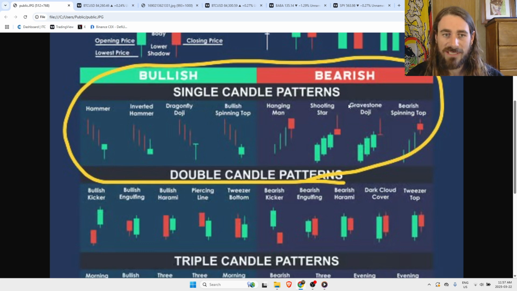You've got the gravestone doji, so the alternative to the dragonfly doji, just inverted here. Very small body at the bottom of here with a large wick, showing that the sellers kind of lost control there. And then we see the bearish spinning top. So the same as our bullish spinning top, but on the inverse.